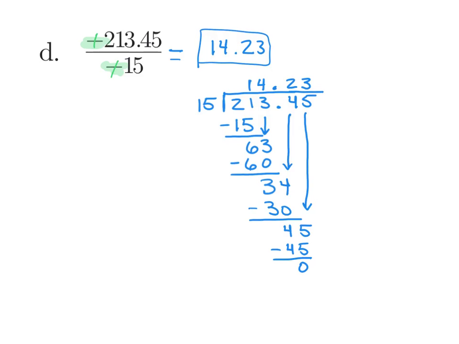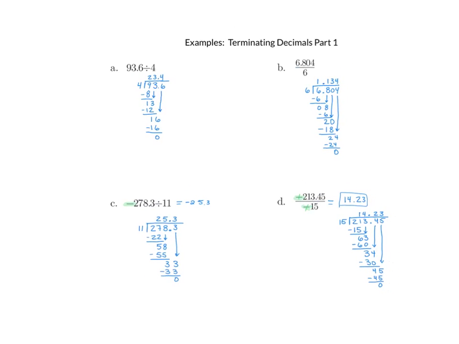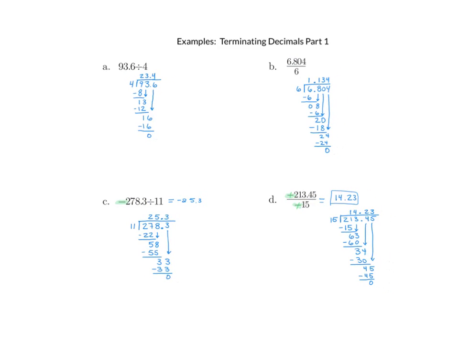All right, so this is the first set of terminating decimals, and this one, notice that we do not have to add zeros. Basically, whatever digits we are given, that's all we need in order to divide. Now, let's go ahead and look at the next set, which are also terminating decimals, but these are going to be ones that we are going to have to add zeros.